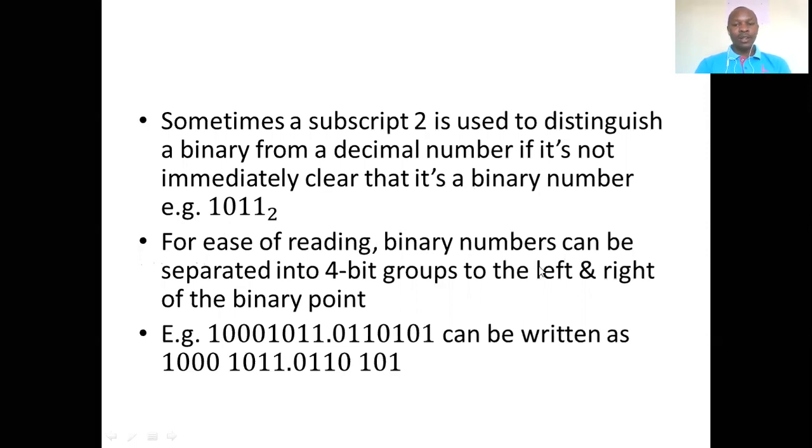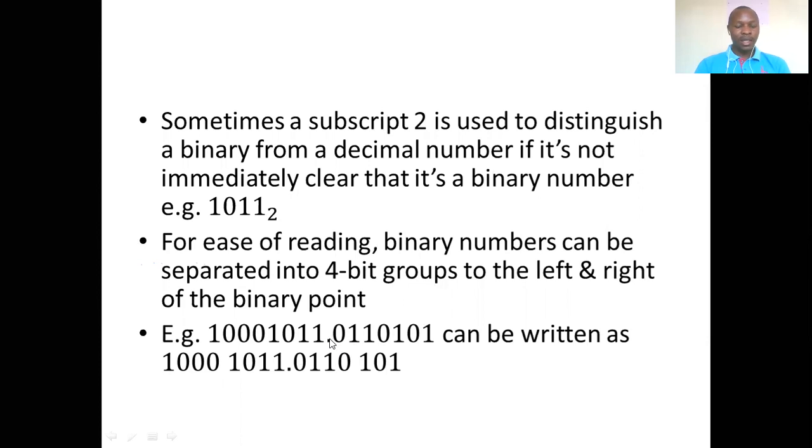So for ease of reading, binary numbers can be separated into 4-bit groups to the left and right of the binary point. By binary point, we mean this dot here. In the decimal number system, we say this is a decimal point. But because this is a binary number system, we say this is a binary point. So given a number like this one, we can rewrite it by grouping the bits in groups of 4 so that it becomes easier to read.